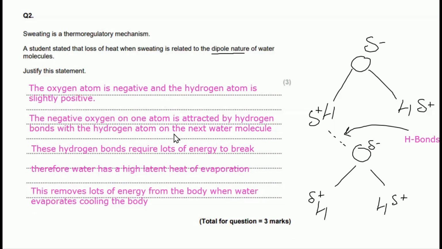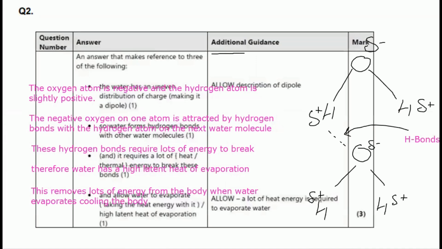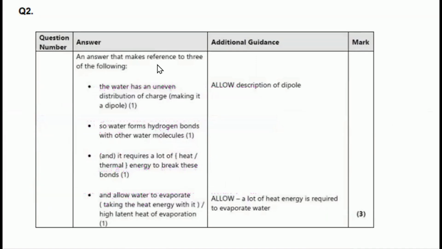Now, you're really going to get marks for pointing out that you have a negative oxygen and hydrogen. You're going to get marks for saying that there's an attraction called a hydrogen bond between the positive part on one water molecule and the negative part on another water molecule. These hydrogen bonds require energy to break. That's probably on the same marking point as saying, therefore, there's a high latent heat of evaporation and removes a lot of energy from the body when cooling. And let's check out the mark scheme. So let's clear this. Right. Water has an uneven distribution of charge. It has a dipole. Well, that's exactly the same as describing a dipole.